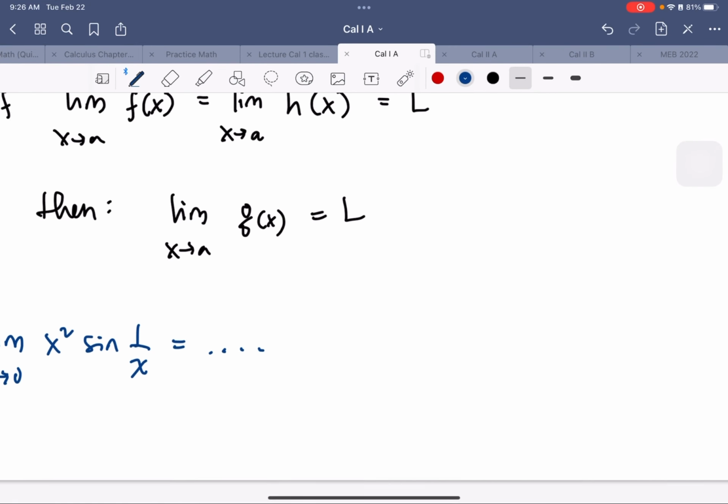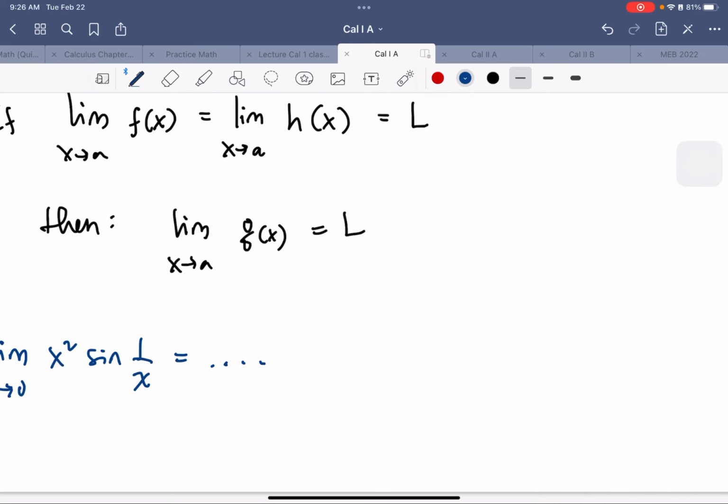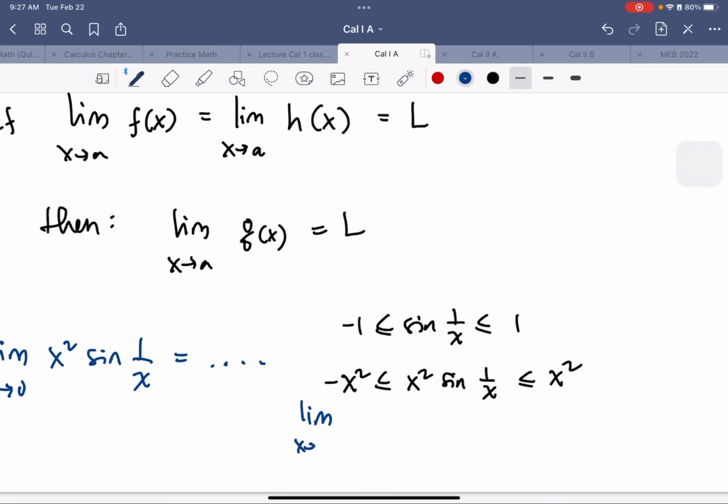So from there, first, the sine itself has this value, right? So if we multiply with x squared, it will be this. And then we take the limit of each of them.